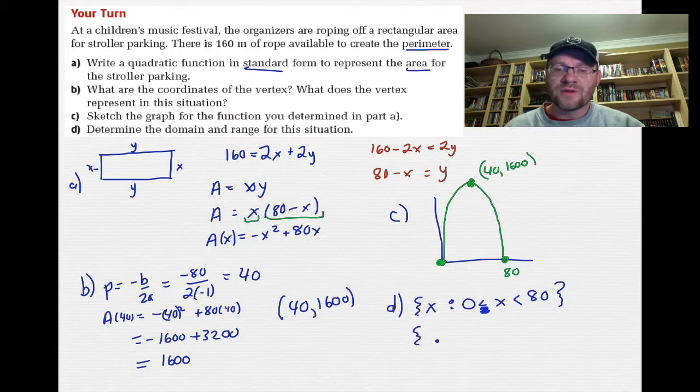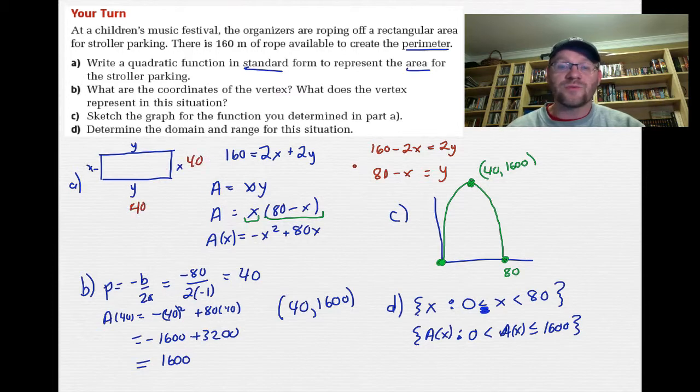Now the range goes all the way, and we called that A of x because that was the area, and the range goes all the way from 0, you can't have an area of 0, so we won't include that, all the way up to an area of 1600. But we can include that because that would be if your x value was 40. Now if your x value was 40 and your area is 1600, that means your y value is also going to be 40. So we're looking at a rectangular plot that's 40 by 40, so it's actually more of a square.